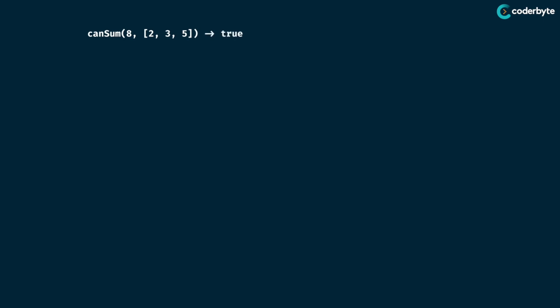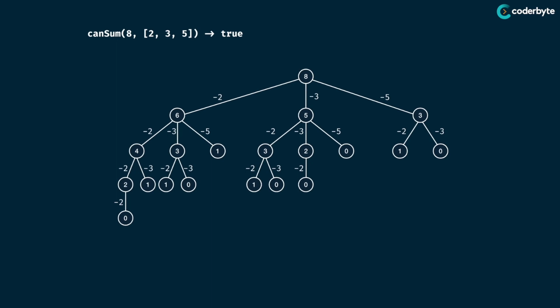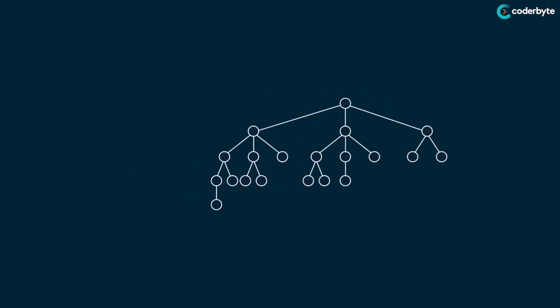The visual for the full tree would look something like this. Notice that it's a fairly large tree for some relatively small inputs, right? I only have a target sum of 8 and only 3 choices. So let's try to describe the complexity of this. I'll generalize the shape of it, get rid of those numbers. So this is the overall shape of the tree.